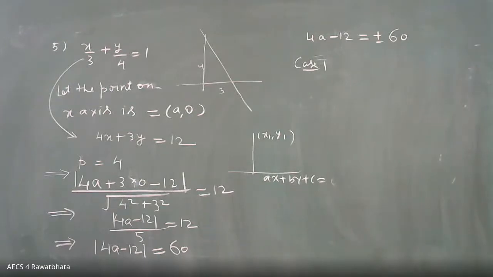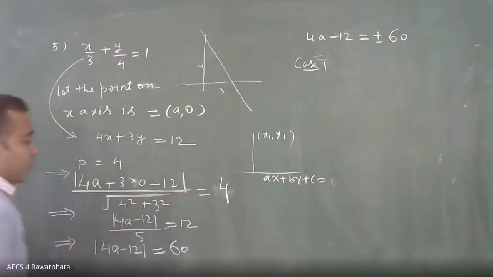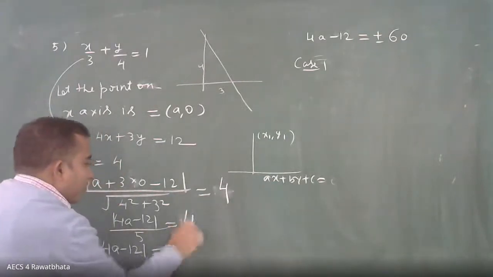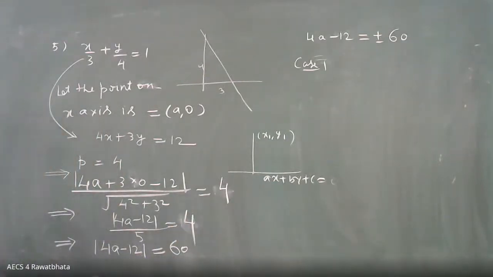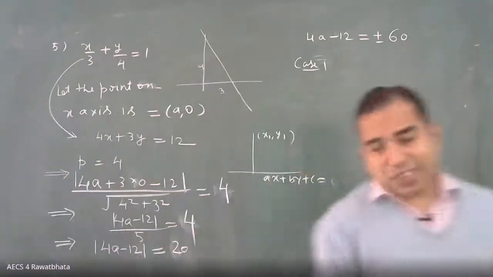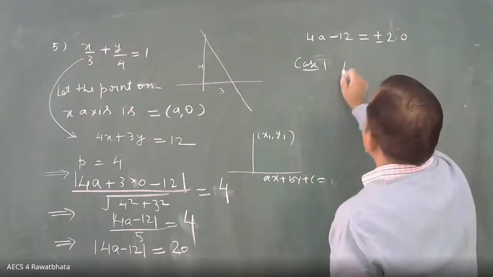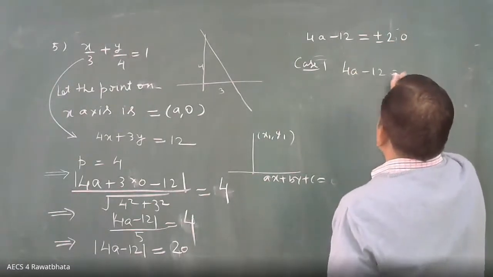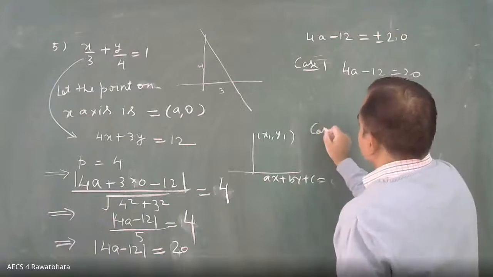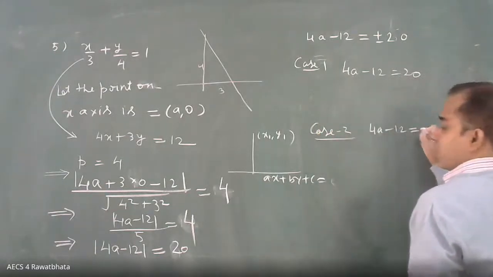I am sorry. 4 into 5 is 20. Thank you, 20 it is. So now you take two cases. First you take the plus case, so 4a minus 12 equal to 20. And then in case 2 you take the minus sign, so 4a minus 12 equal to minus 20.